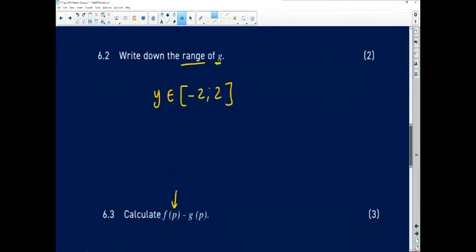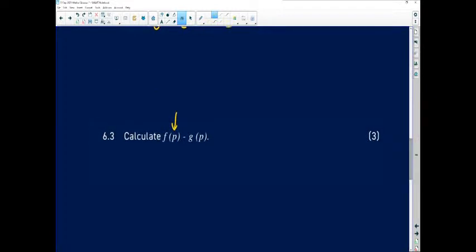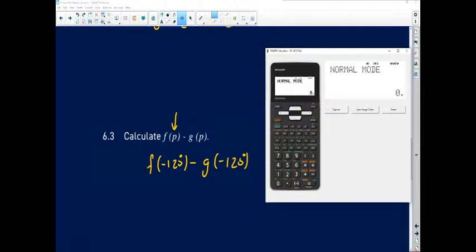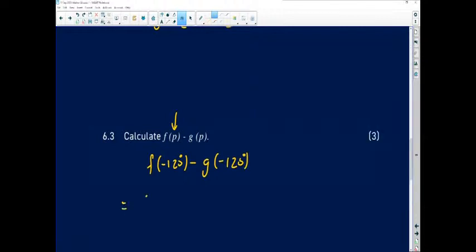Come back here, you are calculating the value of f of -120 minus g of -120. How do you do that? You call your calculator, all right? And then on the graph of f, remember the graph of f was given to us as -3 sine of x over 2, but our x is changing. What is it now? It's changing to the p value, which you know is going to be -120 degrees.